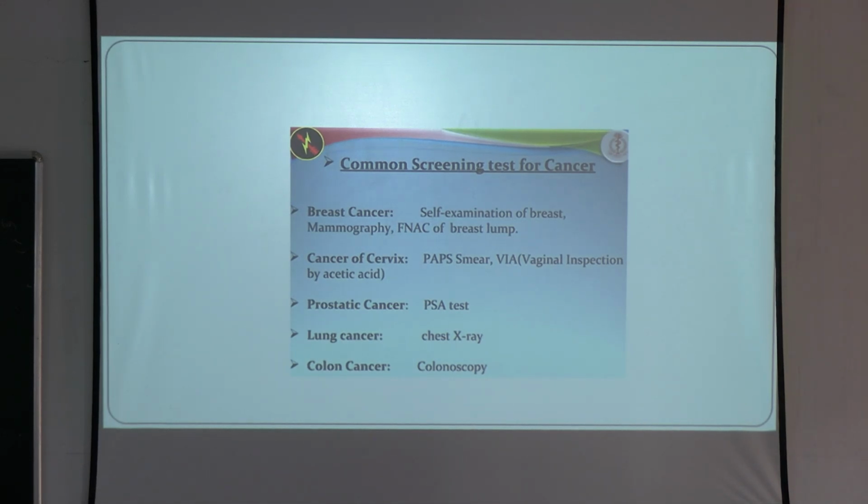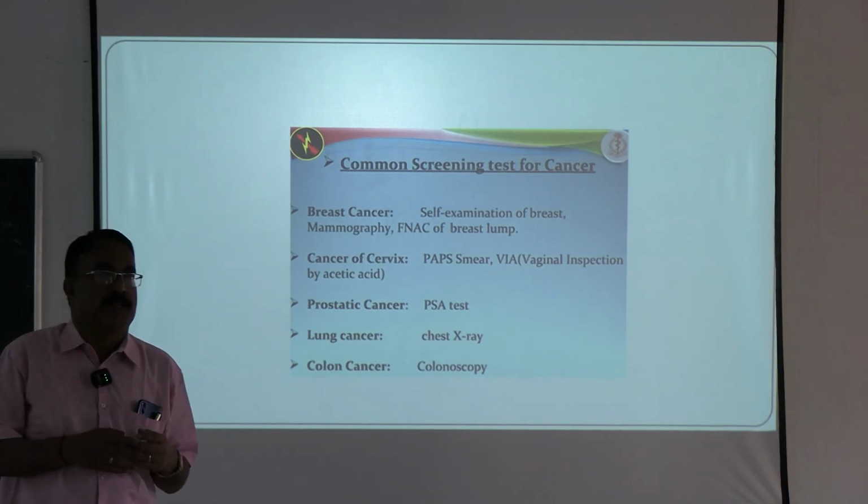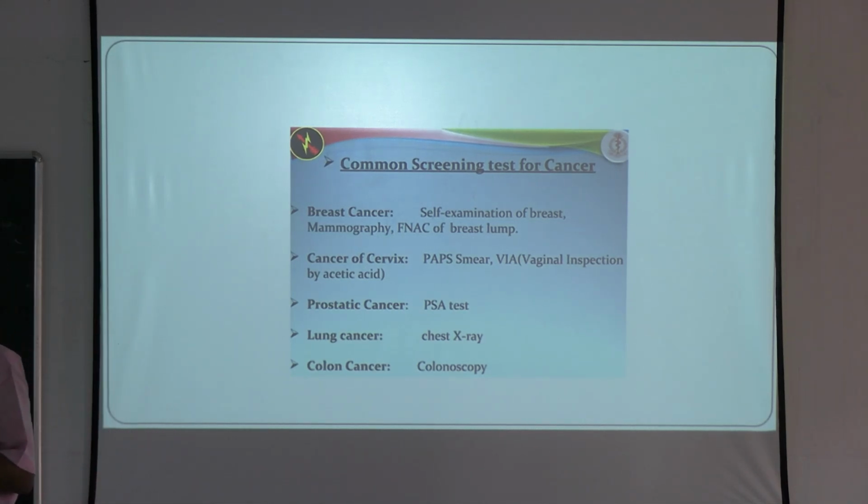Carcinoma cervix, another one, which is quite common. You have what we call a pap smear. That is a specialized thing. And you have also VIA, visual inspection by acetic acid. That's a low-cost method. The change of color with the acetic acid gives you an idea whether this person has cancer or not. Then prostate cancer, you have prostate-specific antigen or PSA. Lung cancer, chest X-ray. Colon cancer, colonoscopy. So these are common screening tests for cancer.